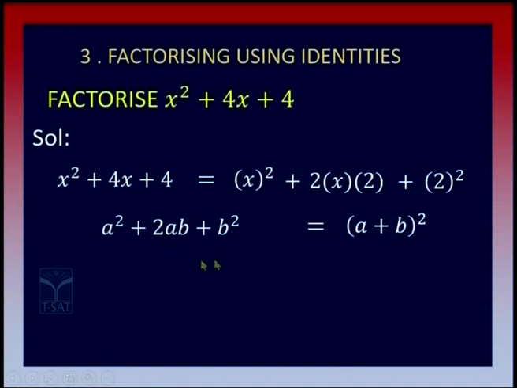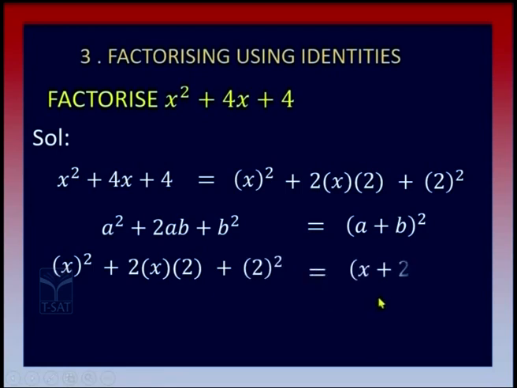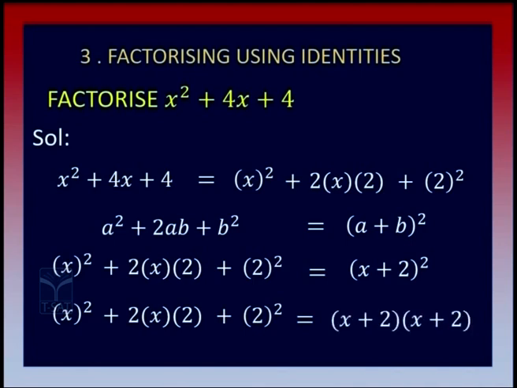So like this expression, how we are writing this as a plus b whole square, we can also write our question now x square plus 2x into 2 plus 2 square as x plus 2 whole square. So x square plus 2 into x into 2 plus 2 square can be written as x plus 2 whole square. That means x plus 2 into x plus 2. That means it is now factorized because we have written it as the product of two terms.